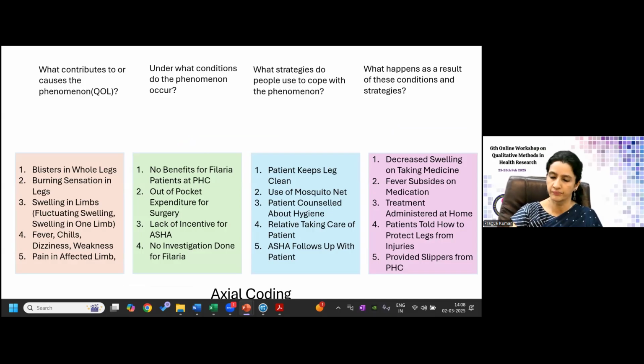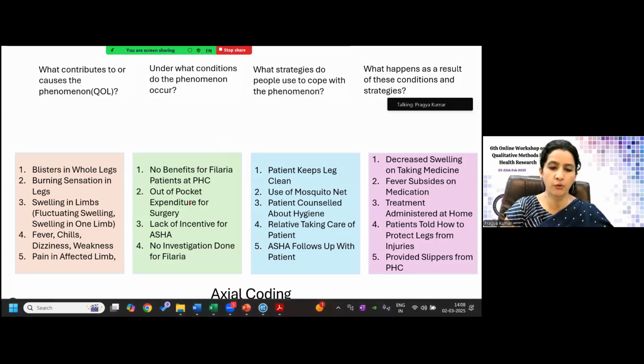For example, if you see the article, these were the symptoms: blisters in the whole leg, burning sensation of the leg, swelling in the limbs, fever, chills, and pain in the affected limb. So these were the factors which contributed to the poor quality of life. Then what were the conditions under which this phenomenon occurred? There were no benefits for filaria patients at the PHC, there was out-of-pocket expenditure in seeking treatment, ASHAs lacked incentive, and no investigation was being done for filariasis. So these were the conditions leading to this poor quality of life.